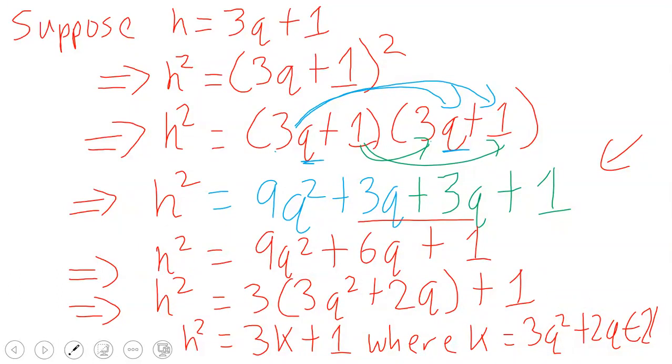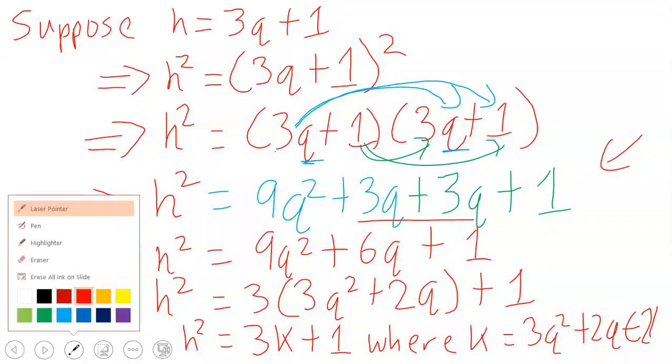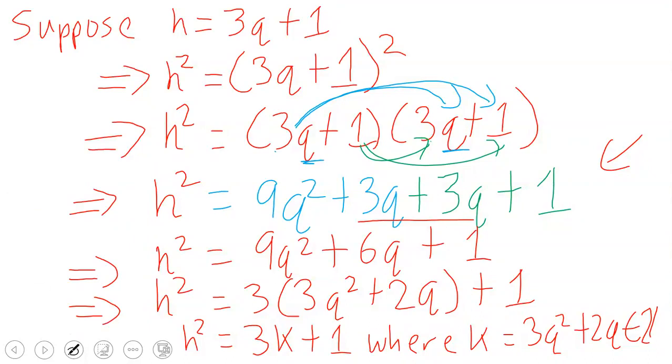So we have that h squared equals 3k plus 1, and that's what we wanted. We wanted it to be either 3k or 3k plus 1, and in this case, we got it. Awesome. So if your h that you chose from that bag was a multiple of 3 plus 1, then it would also work.